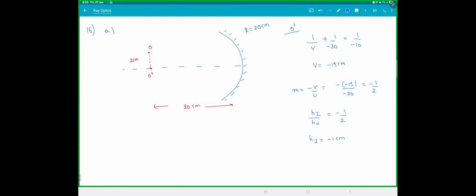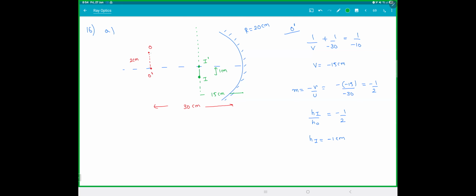So the meaning of this is the image of O dash will be I dash, which will form at a distance of 15 centimeters. So your image should lie somewhere on this line, and you're getting the height of the image as minus 1 centimeter. Minus indicates it is below the principal axis. So your image is here, at a distance of 1 centimeter. Is that making sense?